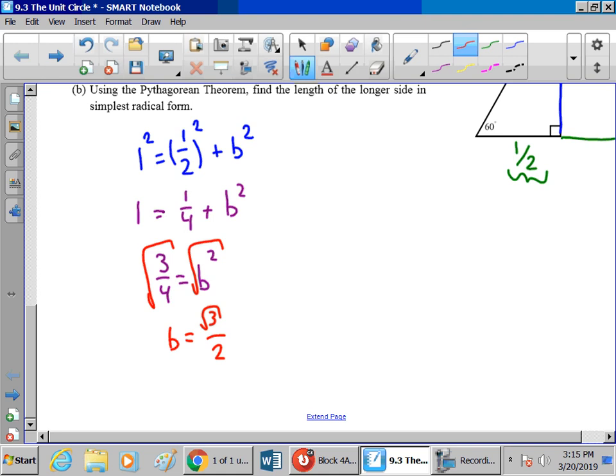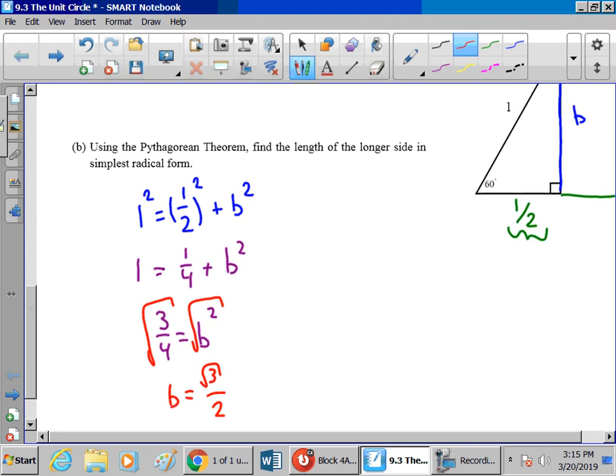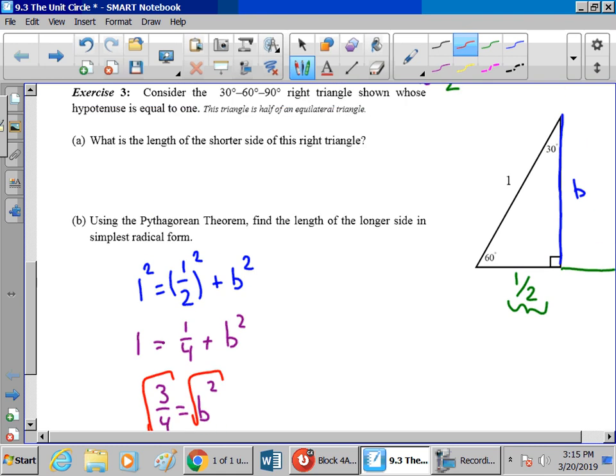Technically speaking, this square root does have a plus or minus solution, but because it's a length, the length of a side can only be positive, so we're only going to worry about the positive one. So even though this equation has two solutions, we're only going to be worried about the one that's positive because it doesn't make sense to talk about something that's negative 3 over 2 units long. This side's going to be rad 3 over 2.